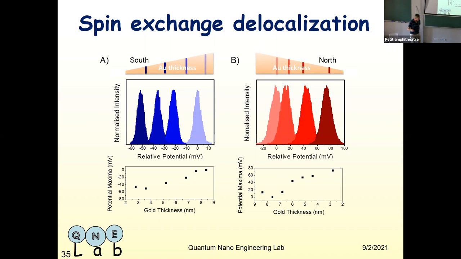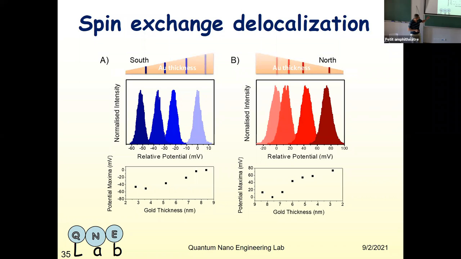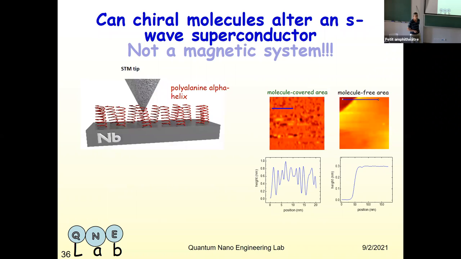And we have spin selectivity going through the chiral molecule, and we have very strong spin exchange forces between those two chiral molecules. And we have very strong exchange forces between those chiral molecules and ferromagnets. But the last part of the talk, before I give you time to ask questions, is about superconductors.